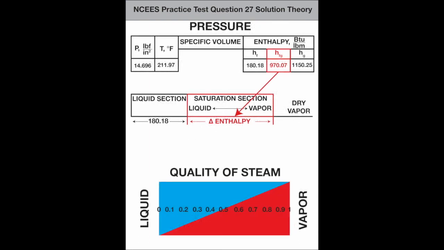The span of the saturation region is 970.07 BTU per pound mass. And as already discussed, the quality of the steam will be some ratio of that span. Set up a simple equation derived from only critical thought about the continuum. Some ratio x times 970.07 equals 501.46. So, x equals 0.52.